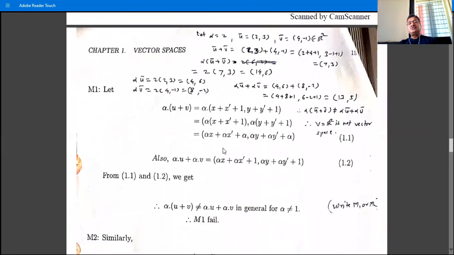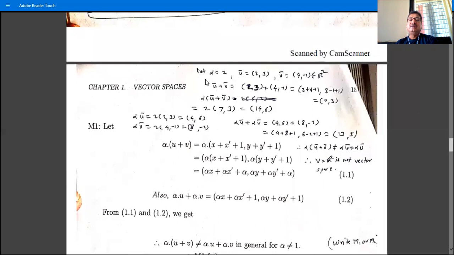So we can also give the answer to this problem by using a counter example. Take alpha as a particular scalar, suppose 2. Instead of 2, we can also take 3, 4, minus 2, minus 5. Then u bar as (2, 3), or we take another element, and v bar as (4, minus 1). These are not fixed elements. We can also take u bar and v bar as other values, any two elements of R2. Then what is u plus v?